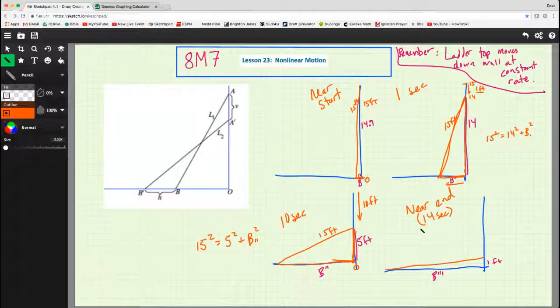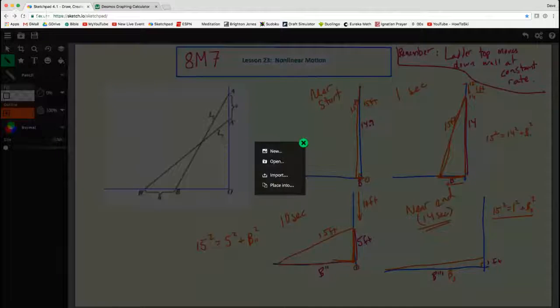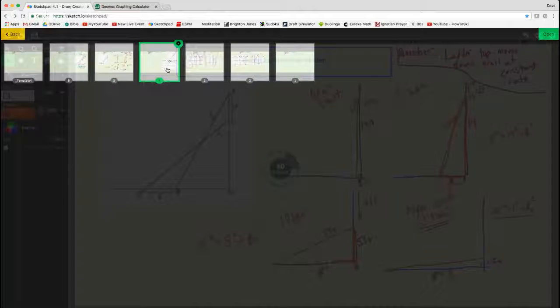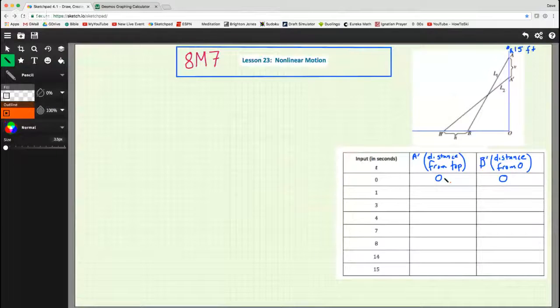And here, near the end at 14 seconds, we can say, well, our b triple prime, or we could call it b3, is 15 squared equals 1 squared plus b3 squared. Again, Pythagorean theorem. So we can use this same formula to figure out where along the bottom the ladder is at any point in time. So that's the strategy we're going to use. And then we're going to build out this chart.